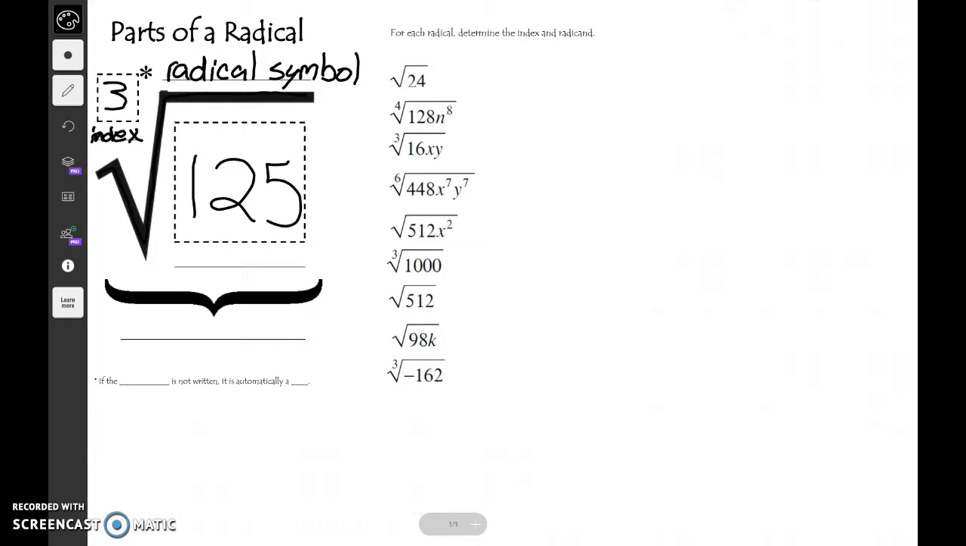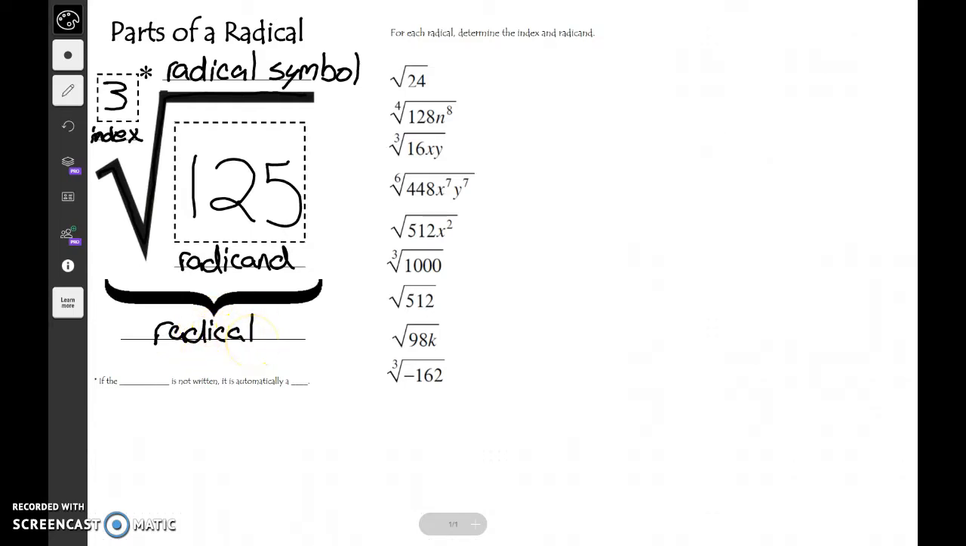And then we have the number that's located underneath the radical symbol. This number that we see right here is called the radicand. Now that's spelled R-A-D-I-C-A-N-D. Radicand. And then all these parts put together, everything you see up here on the board, is what we call the radical.